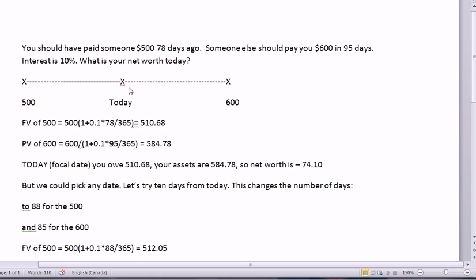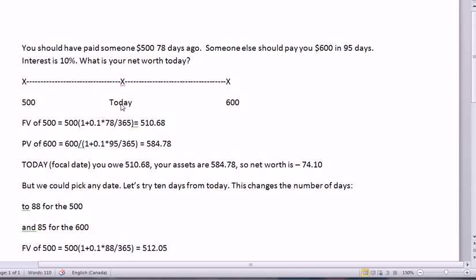So let's set today as the focal date and calculate what is your net worth today. First of all, we need to get the future value of $500. So use the future value formula. So that's 1 plus, and then the interest rate is 10%. 78 days over 365. That's 510.68. 510.68 is going to be what the $500 will have increased to today.